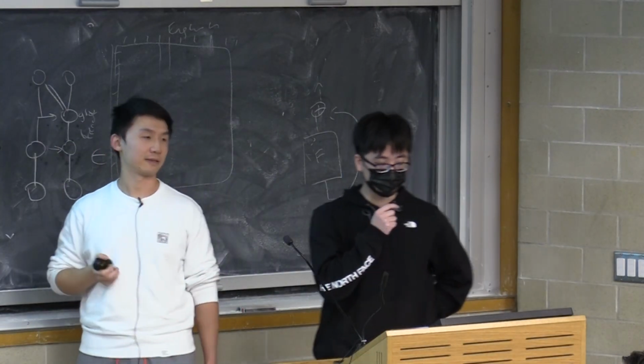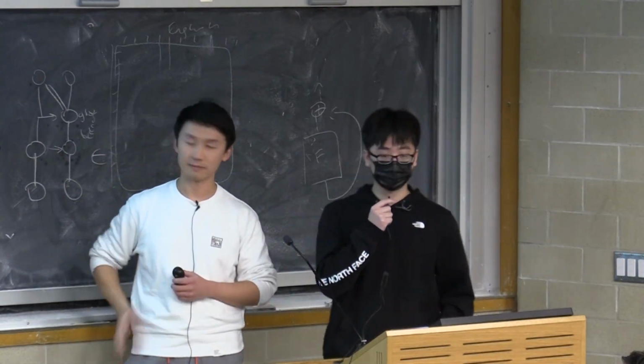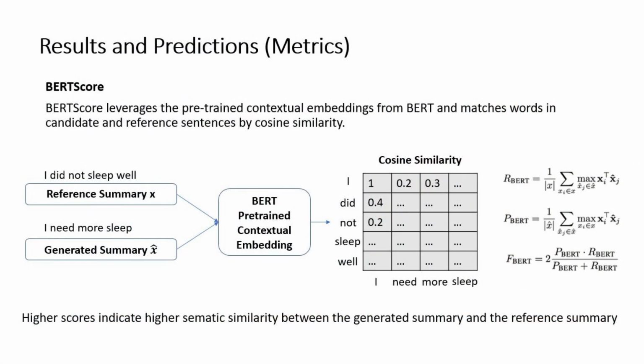When we trained our model, the metric we used was BERT score. BERT score is an automatic metric that is capable of measuring the semantic similarity between the reference summary and the generated summary. The figure shows in detail how BERT score works. It basically uses BERT pre-trained contextual embeddings and computes similarity as shown on the right side. A higher score indicates higher semantic similarity between the generated summary and the reference summary.